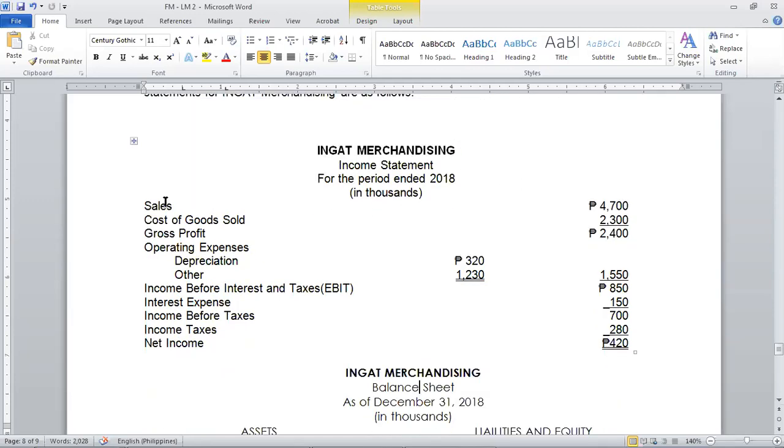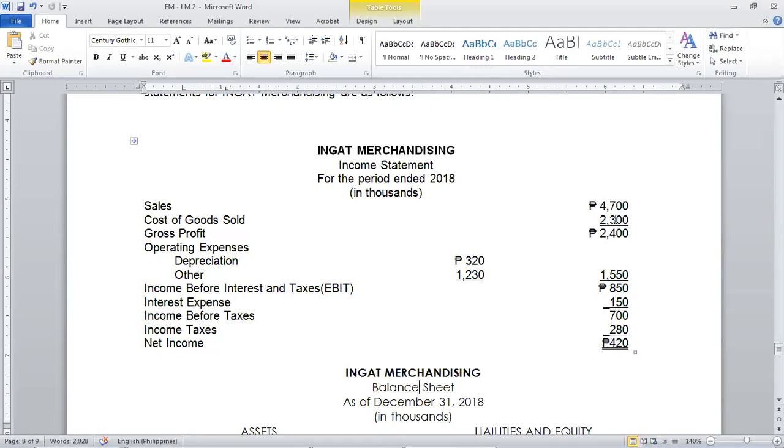So, income statement. So, sales 700, cost of goods sold 2,300, gross profit 2,400, operating expenses: depreciation 320, and other 1,230, equal to 1,550. EBIT is 850, interest expense 150, income before taxes 700, income taxes 280, and net income is 420.